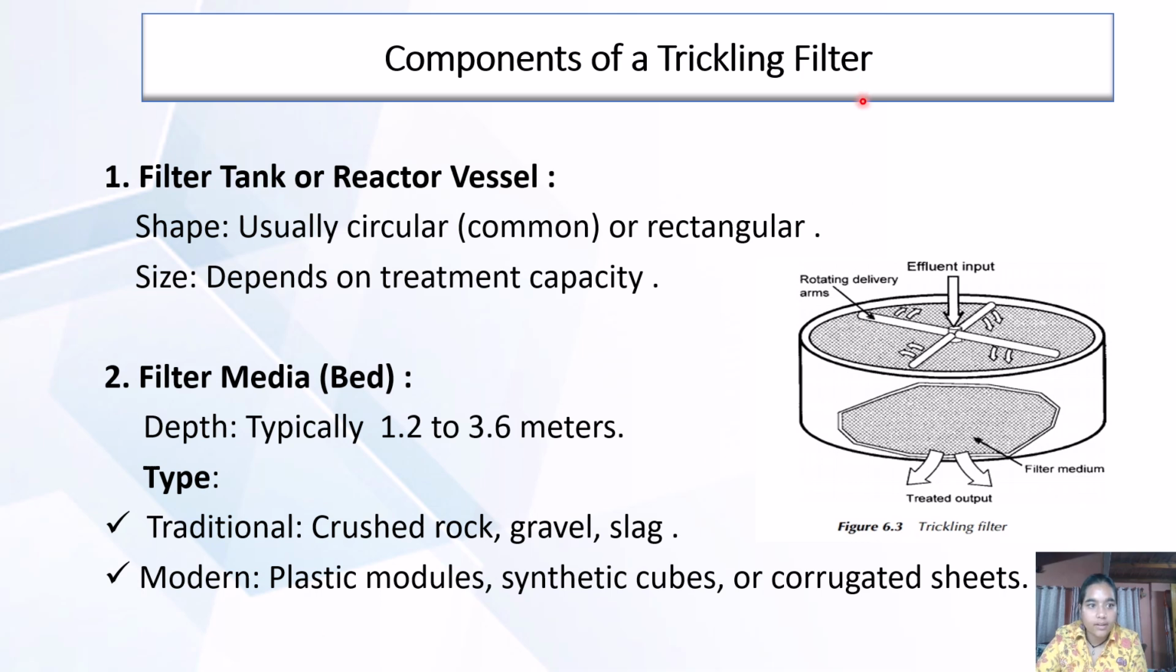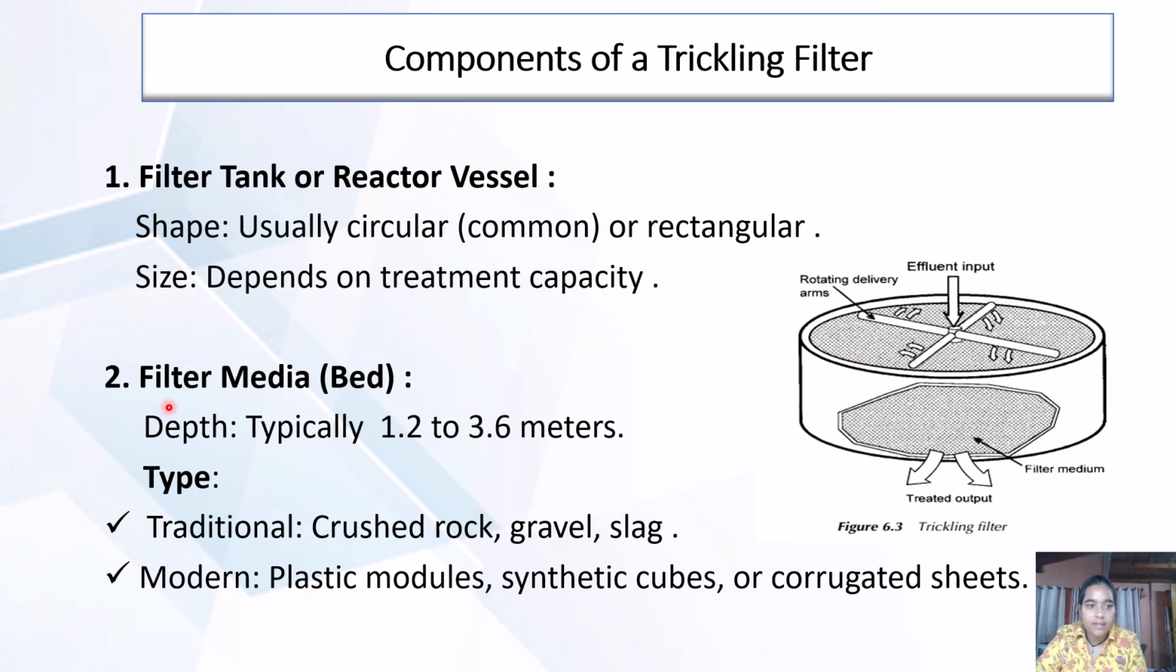Now let's look at the components of a trickling filter. First is the filter tank or the reactor vessel. This is the main container where the trickling filter process happens. This tank is usually circular or it may be rectangular. Its size depends on the treatment capacity.